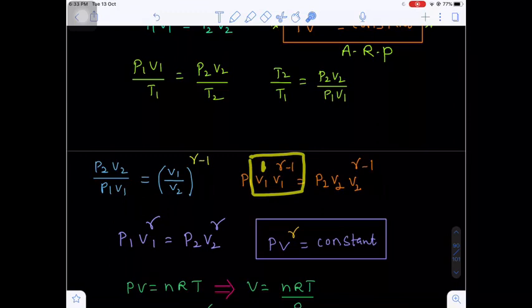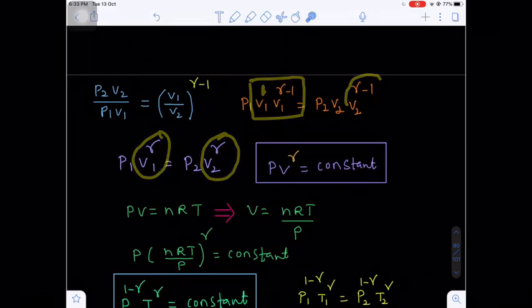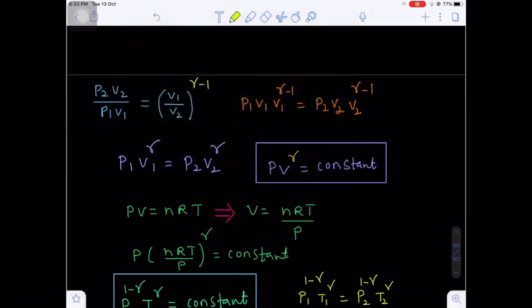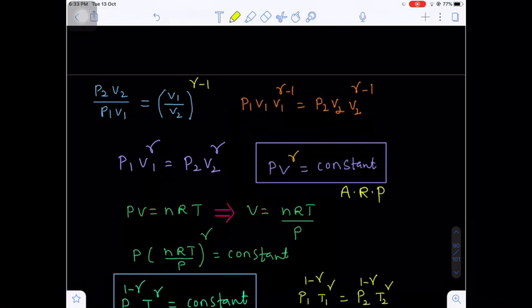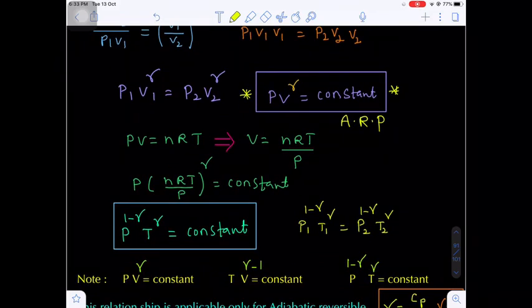So V1 to the power 1, V1 to the power gamma minus 1. So overall you will get V1 to the power gamma, and in the right hand side also you will get V2 to the power gamma. So from here we can write PV to the power gamma is constant. Yes. So this is also a very important relation regarding adiabatic reversible process. What is the PV relation in adiabatic reversible process? PV to the power gamma is equal to constant. This relation we have to remember. Okay. And next one more relation I have to derive between the pressure and temperature.